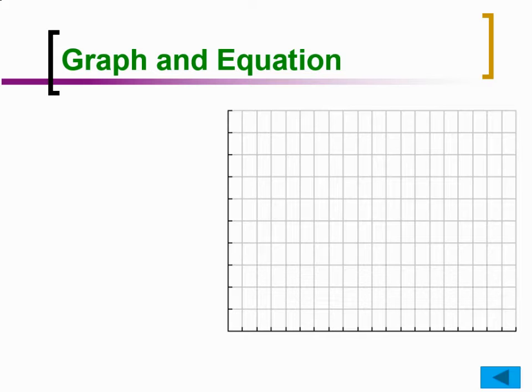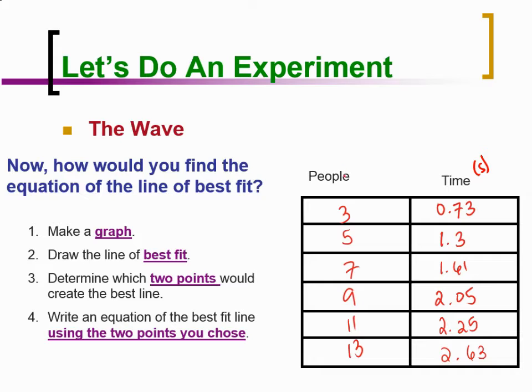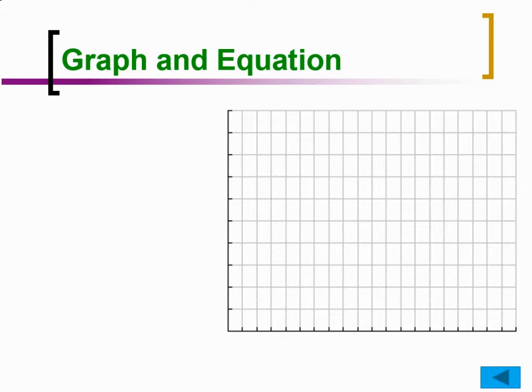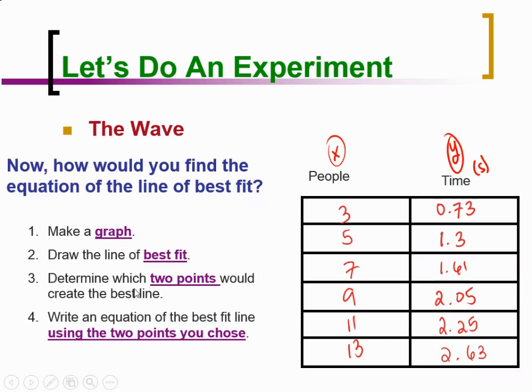So here is our graph, and if we look at our table, we have the people in the first column. Remember, your first one's your X, that's our independent variable, and the time depended on how many people were in the row. So our time will be plotted on our Y. So let's make sure we are labeling our axes, time and people. I'm abbreviating. So remember, we always put 0 in the corner.